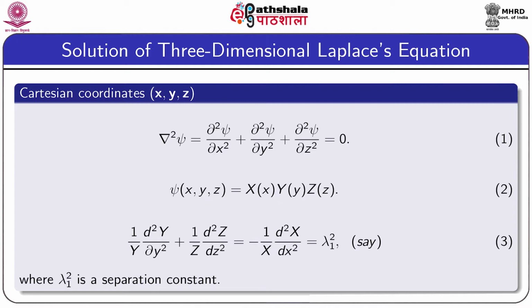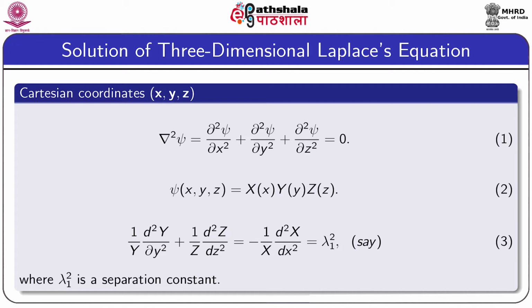Now, if we substitute solution 2 in equation 1, we get an equation which is written as equation number 3. If we observe this equation, we wrote the terms in y and z on the left hand side of equation 3 and the term involving the variable small x on the other side. That means, in this equation we are separating the variable x from the variables y and z. Let lambda 1 squared be the separation constant.